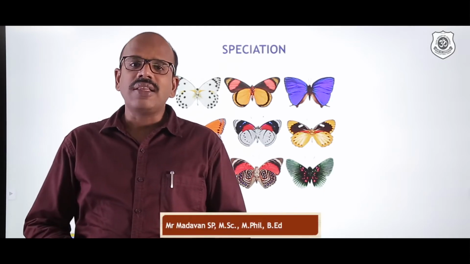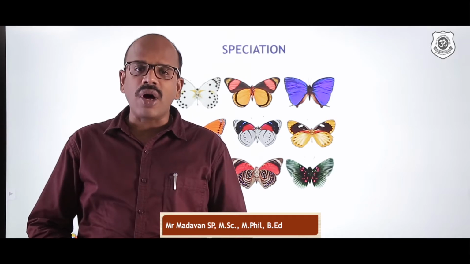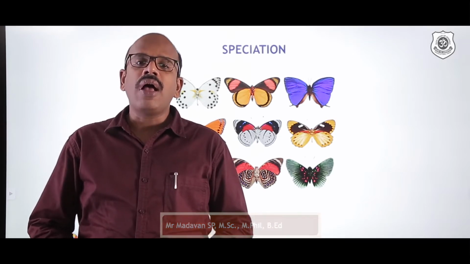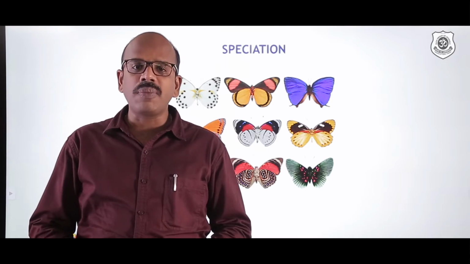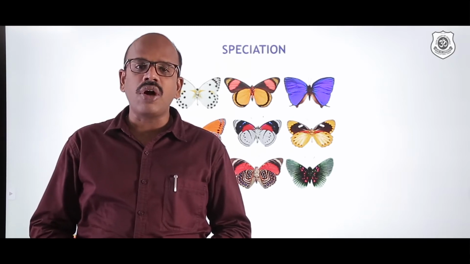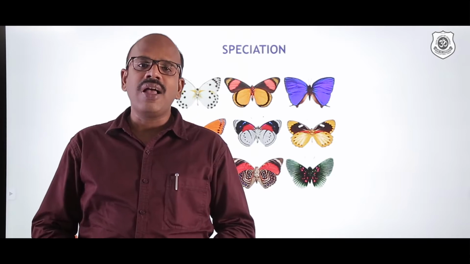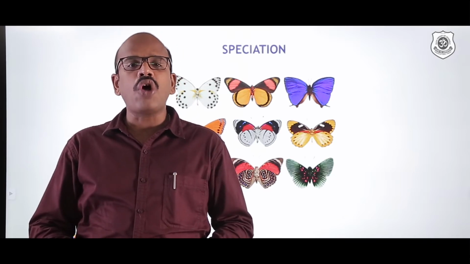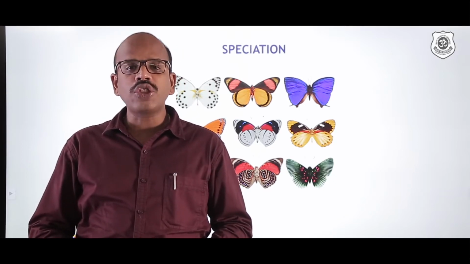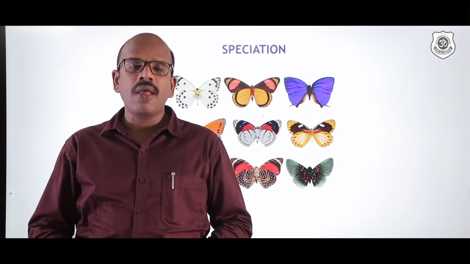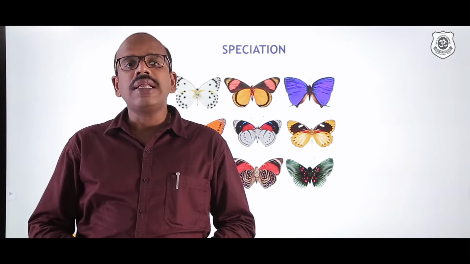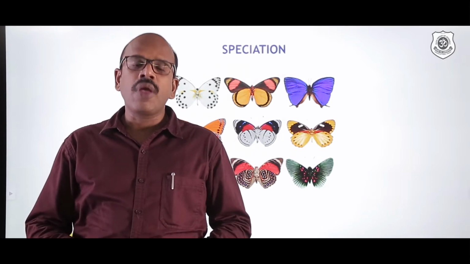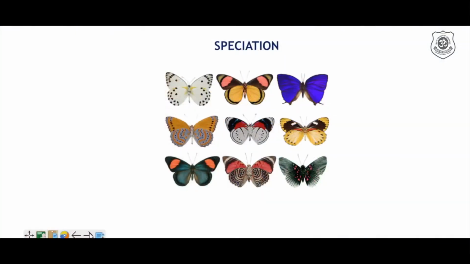We have seen that there are variations bound to occur during sexual reproduction, and this variation is of two types. One is called heritable variation and the other is called non-heritable variation. And we have seen that these non-heritable variations are also called acquired traits. Now, we are going to see very specifically about these heritable variations, which are very important for speciation.